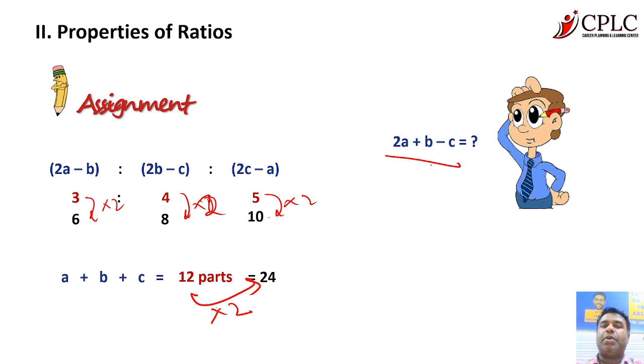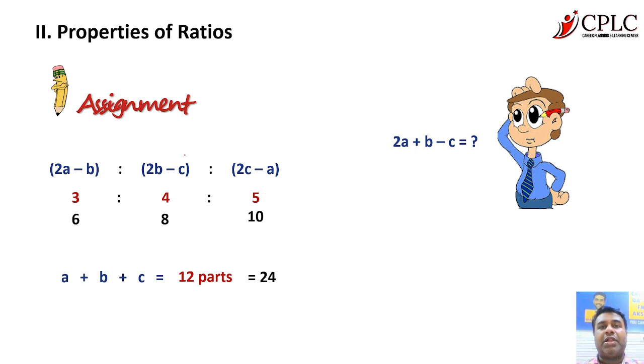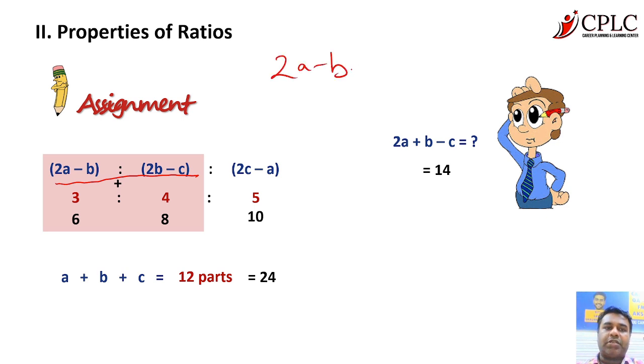Now we have to find 2a plus b minus c. How can we find it? This is again another miracle of observation. Observe the words, observe the numbers. 2a plus b minus c. Just observe the first two parts: 2a minus b and plus 2b minus c. So 2a remains as it is, minus b plus 2b will give you b, and minus c remains as it is.